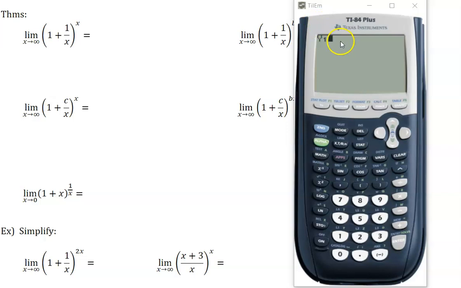Now, before we look at what that limit is equal to, I want to look at it as a function and evaluate numerically and try and estimate what we get as x approaches infinity. So I've got the quantity 1 plus 1 over x all raised to the x plugged into my calculator for y1, and I'm going to evaluate that function at some large number. I'm just going to start with 4 nines here. All right, I get 2.718.